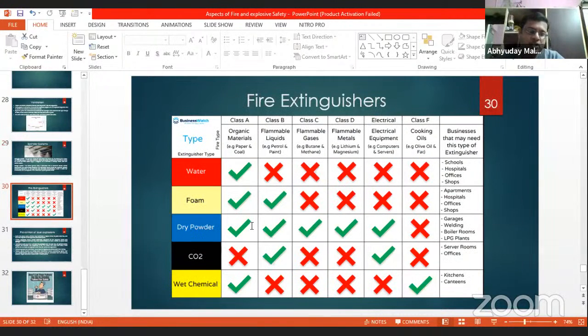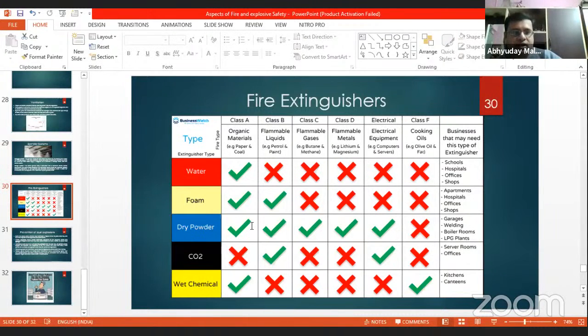Now, fire extinguishers, these we all know, are the first-hand control measures against spreading of fires. Fire extinguishers are classified into different types according to the fires on which they can be used. As you can see, there are these 6 classes of fire: A, B, C, D, electrical, and F.